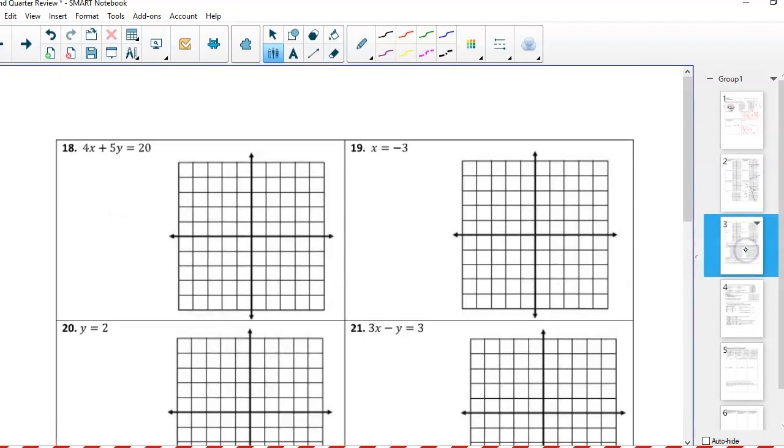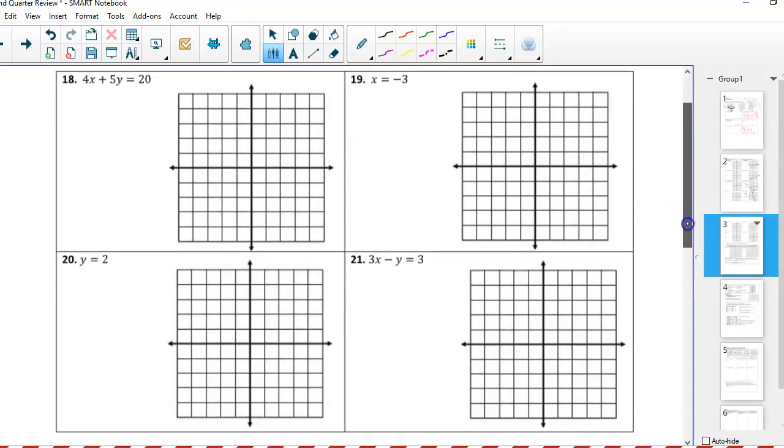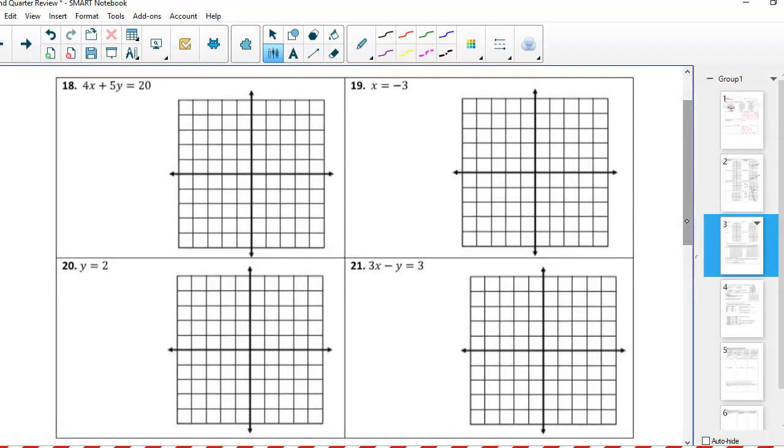On the next page, we're going to do one of these and one of these. Which 2 do we want to do? 18. And so one of these and one of these. 19.